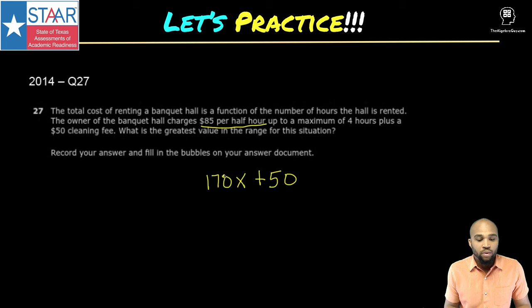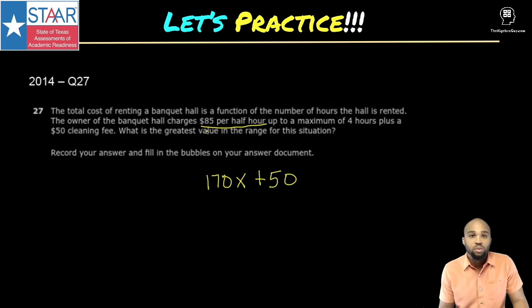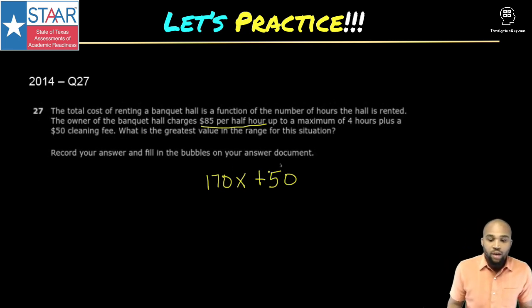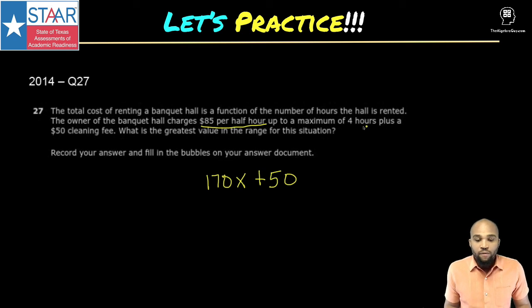So this part right here, this 170, is where a lot of students would have made a mistake. They just would have written 85x plus 50, but it's actually per hour is what we're interested in, not half hour. So now we know we can get 4 hours. What's the greatest value if it's maximum 4 hours? So my x values can go from 0 to 4, but that's not what we're interested in. We're interested in what's the range.